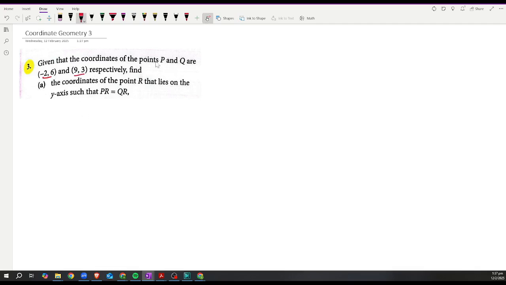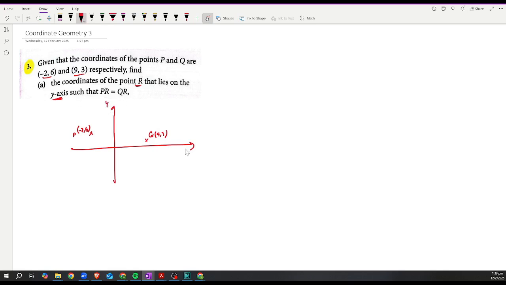The question gives you the coordinates of P and Q, and tells you that point R lies on the y-axis. Let's just draw it out first. P is (-2, 6), so that's somewhere here. And then Q is (9, 3), so that will be somewhere here. R lies on the y-axis.